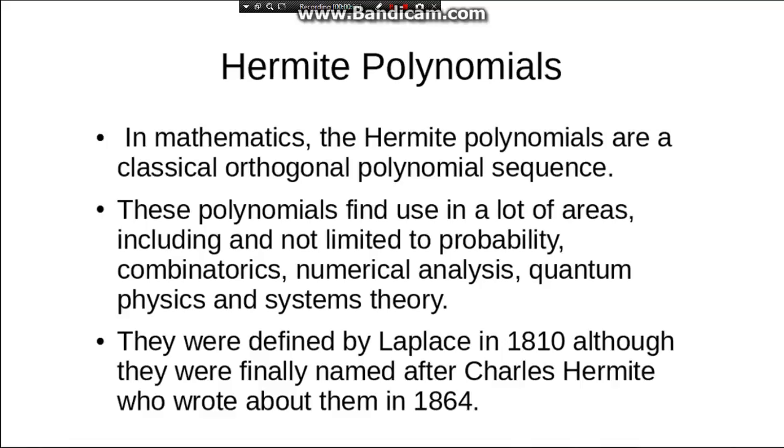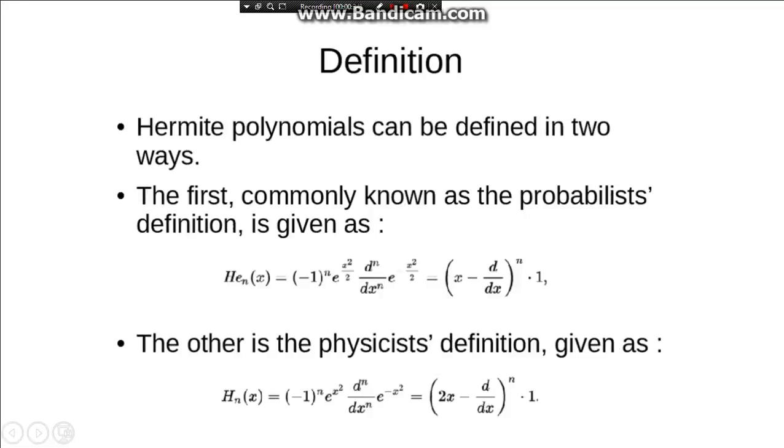In mathematics, Hermite polynomials are a classic orthogonal polynomial sequence. These polynomials find uses in a lot of areas, including probability, combinatorics, numerical analysis, quantum physics, and systems theory. These polynomials were defined by Laplace in 1810, although he didn't get any credit for it, and were finally named after Charles Hermite, who wrote about them in 1864.